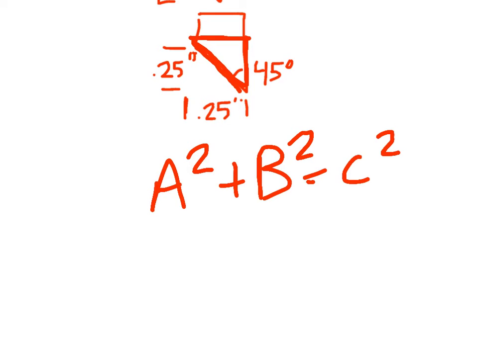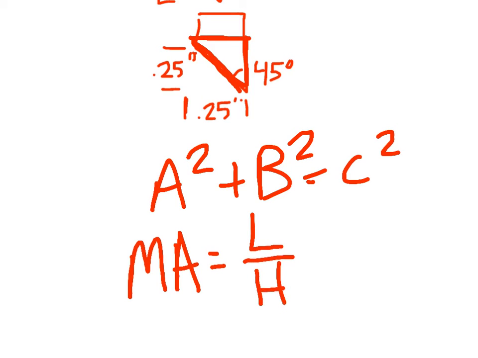25 deals with mechanical advantage. So for 25 we know that MA is going to be equal to L over H, or the length over the height. You know those dimensions, so you should be able to plug that in.